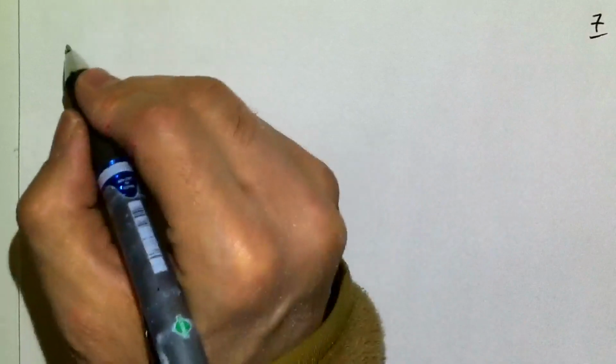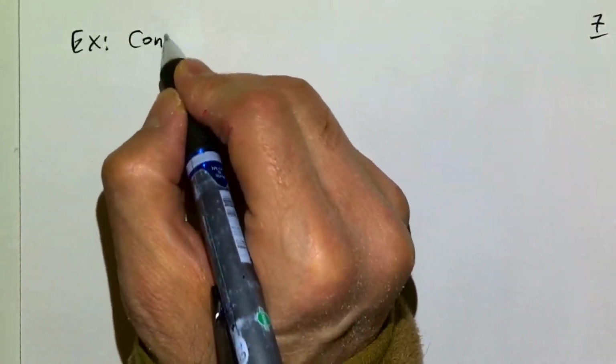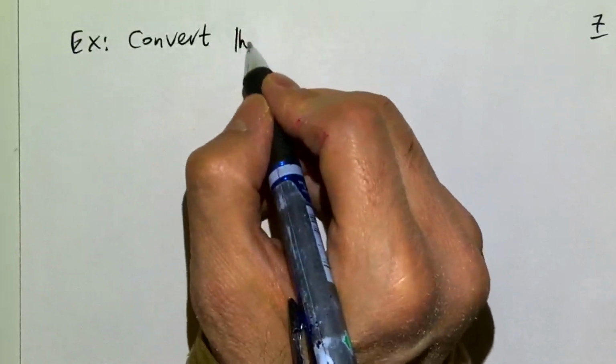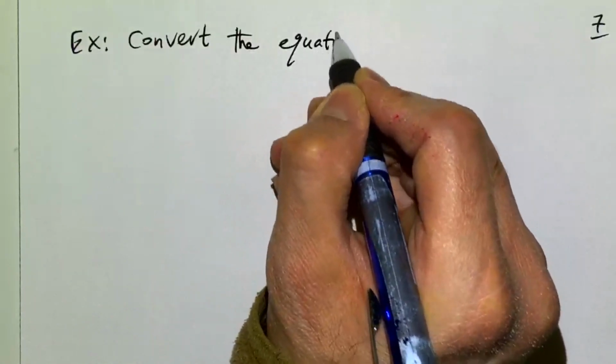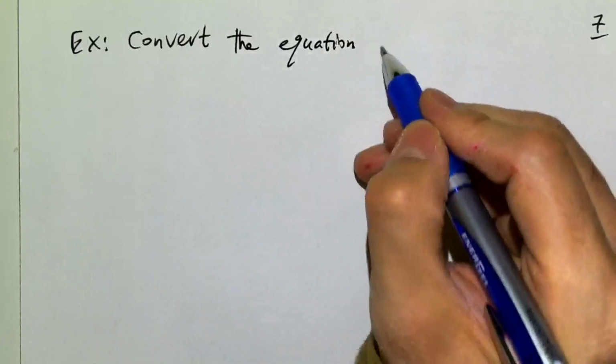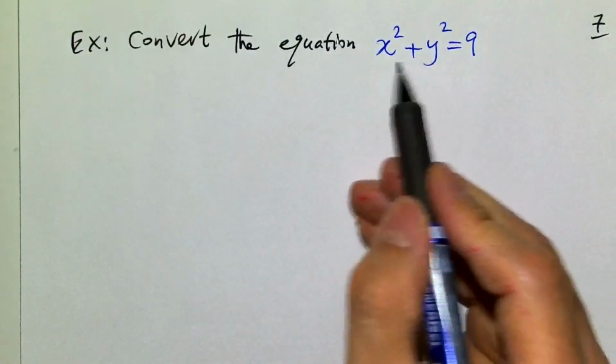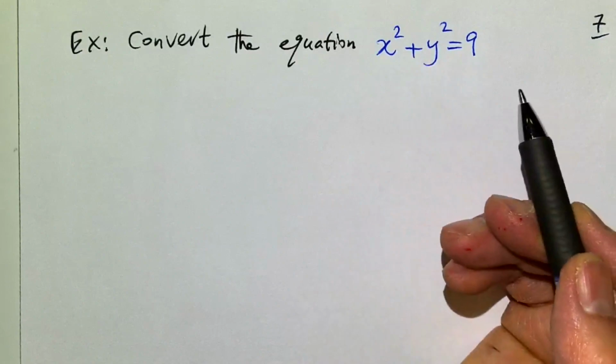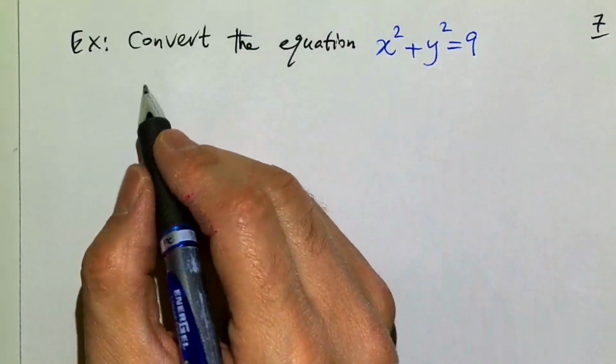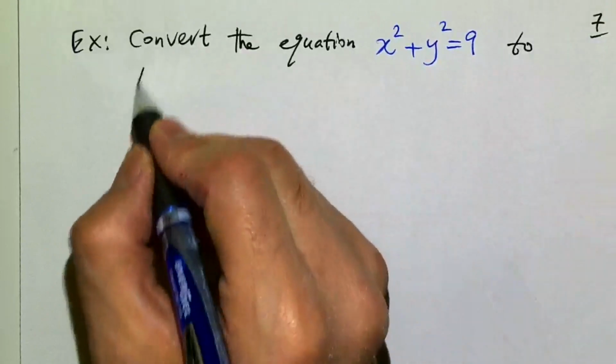So let's do some more examples along the same lines of converting from polar to rectangular coordinates and from rectangular to polar coordinates. So this would be an additional example along the same line. We want to convert the equation x squared plus y squared equals 9. Of course, what form is this? This is the rectangular coordinate system, right? A rectangular equation, so we want to go from here to polar form.